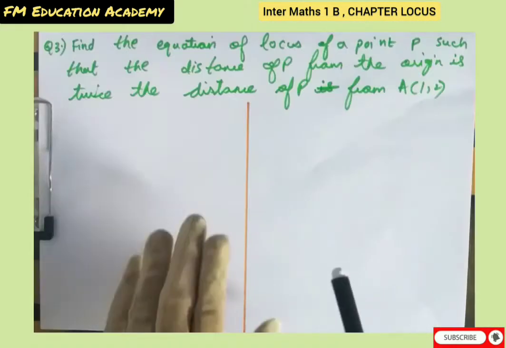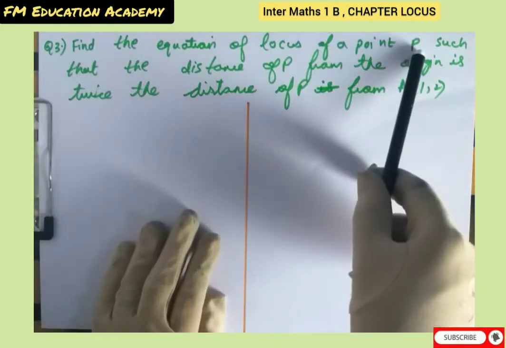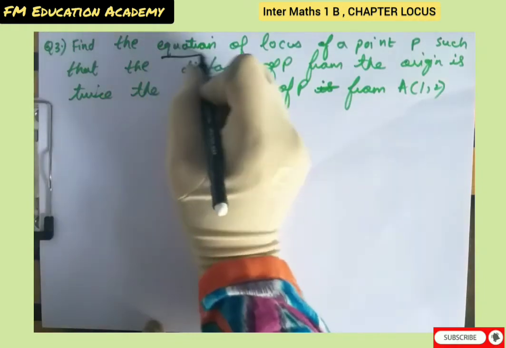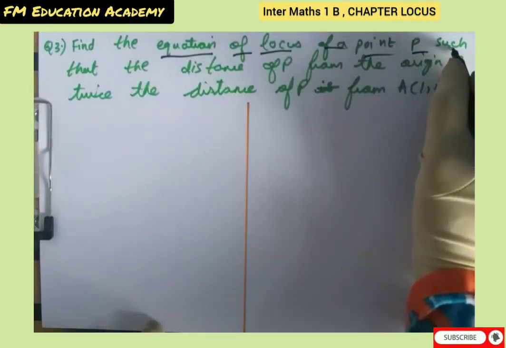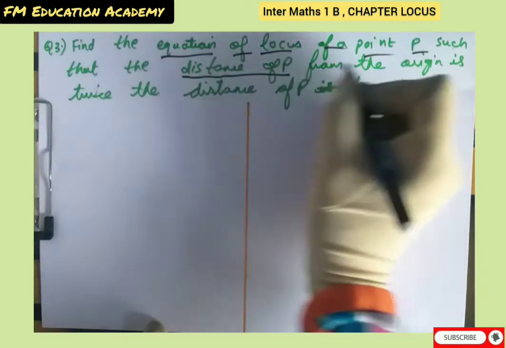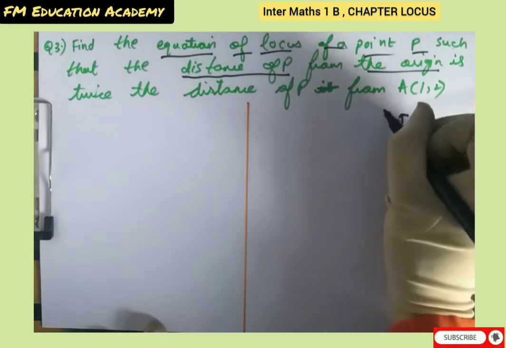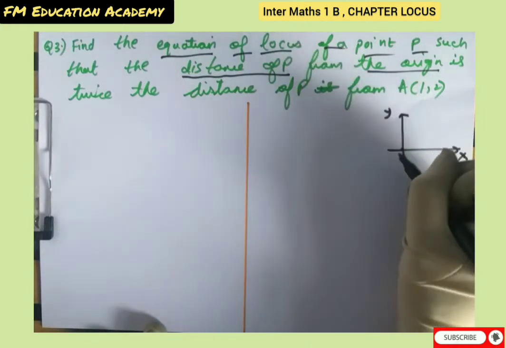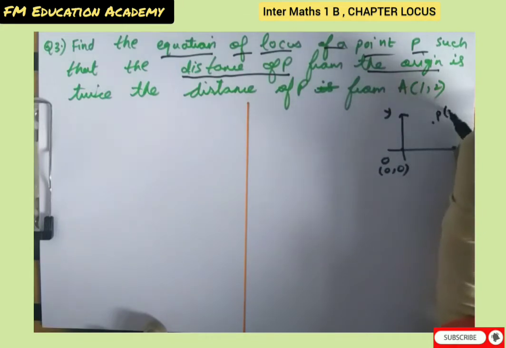Exercise 1A. Observe the third question. Find the equation of locus of a point P. So here we have to find the equation of locus of a point P, and the condition given to us is that the distance of P from the origin. Let us suppose this is our x-axis, this is our y-axis, then this will be our origin O (0, 0). Here there is a point P, and we will assume the point P to be (x, y).